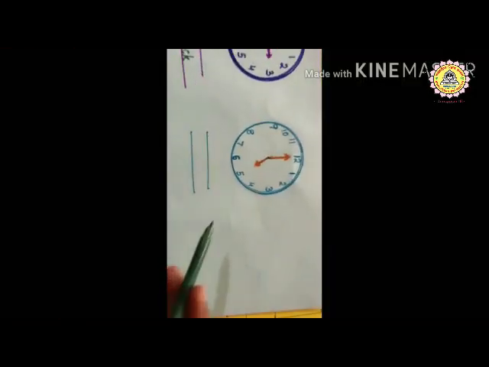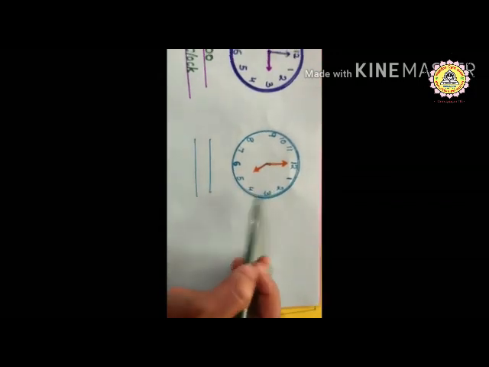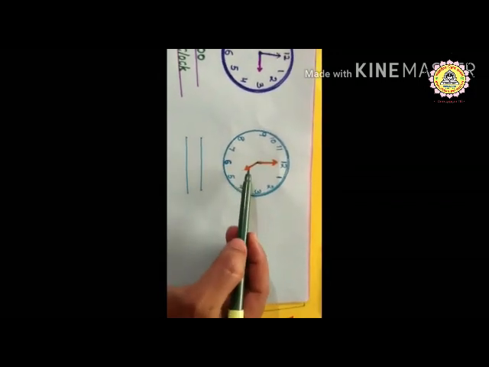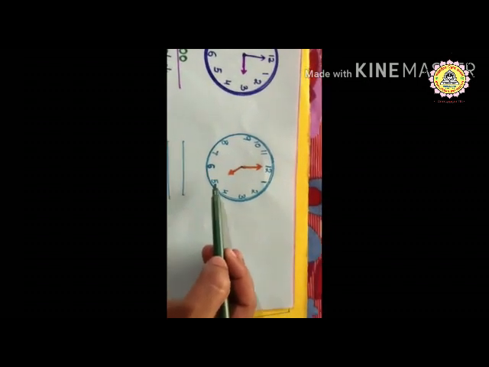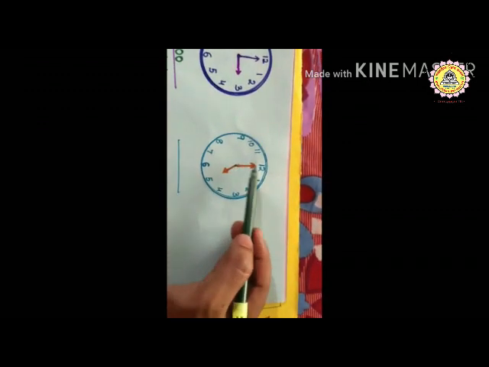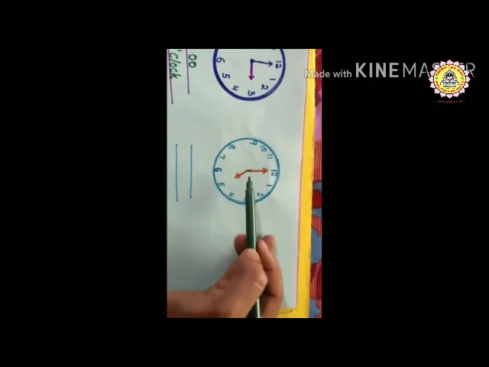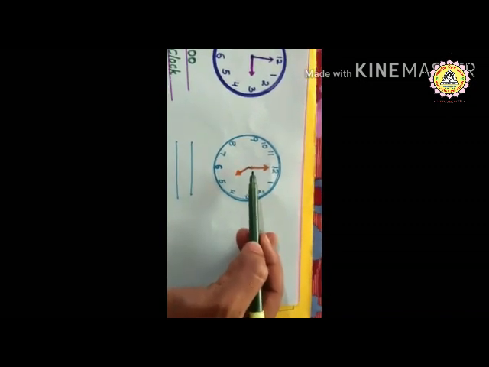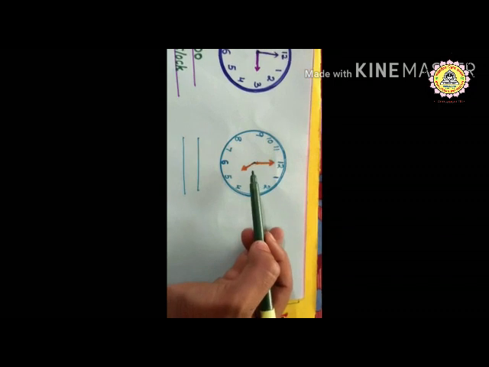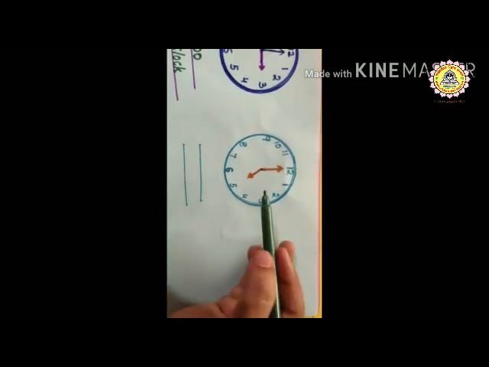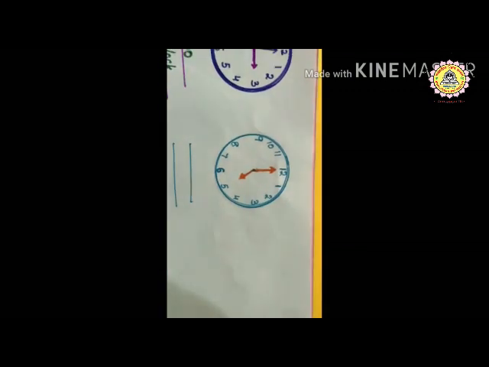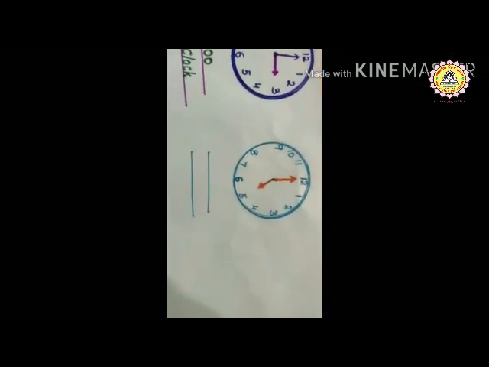See children, another example. Tell me what is the time in this clock? Here the hour hand shows towards 5 and the minute hand towards 12. Where is the minute hand? Minute hand points to 12 and the hour hand points to 5. So the time in this clock is 5 o'clock. What is the time? 5 o'clock.